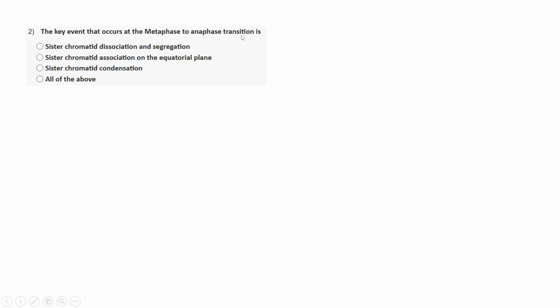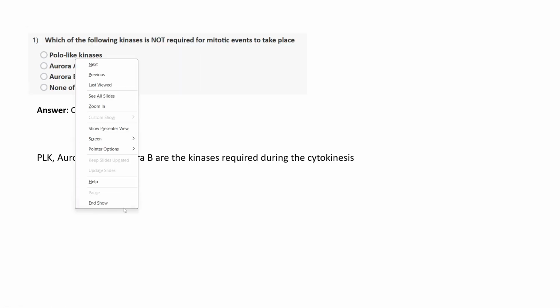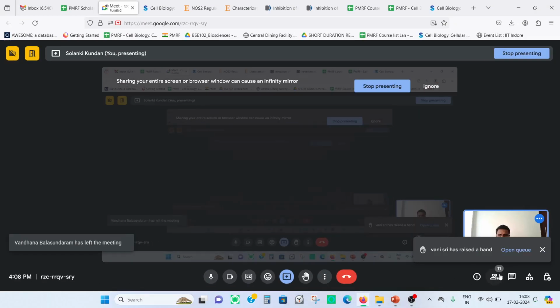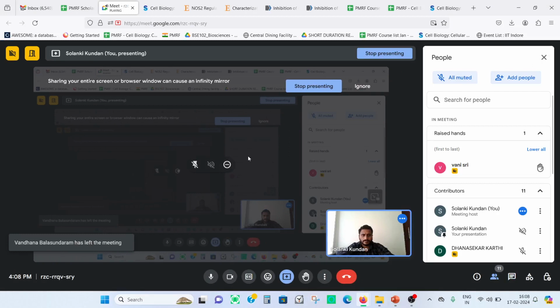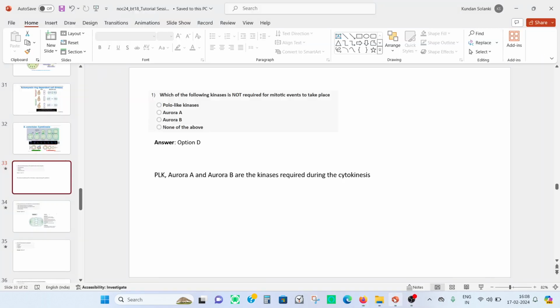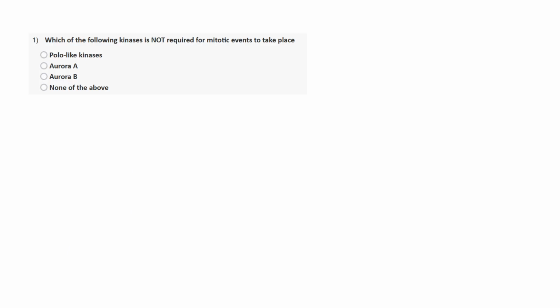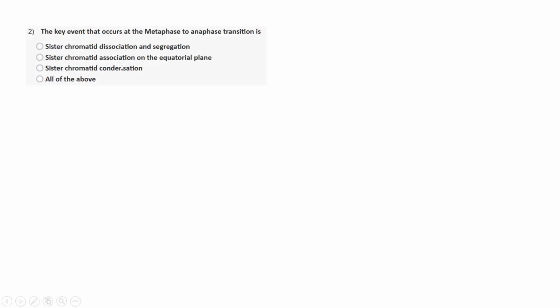Second, the key event that occurs at the metaphase to anaphase transition. These are the options: sister chromatid dissociation and segregation, sister chromatid association on the equatorial plane, sister chromatid condensation, and all of the above. So what will be the correct option for this? Please respond. You can turn on your microphone. Anyone, what will be the correct option for this one?